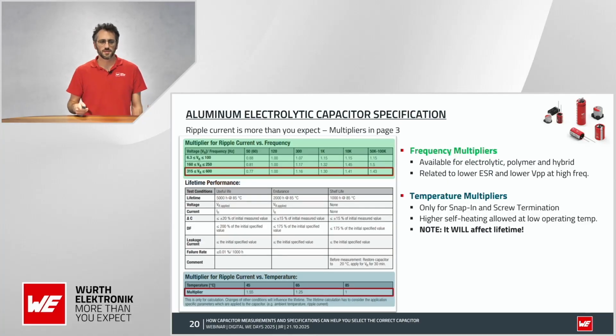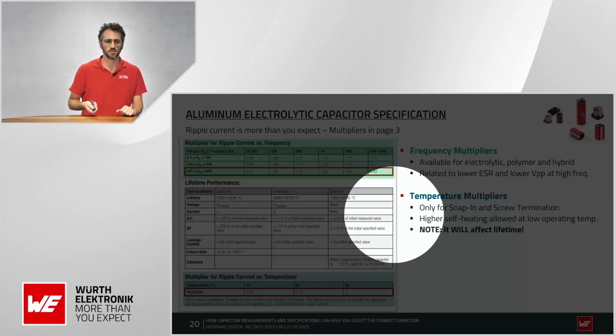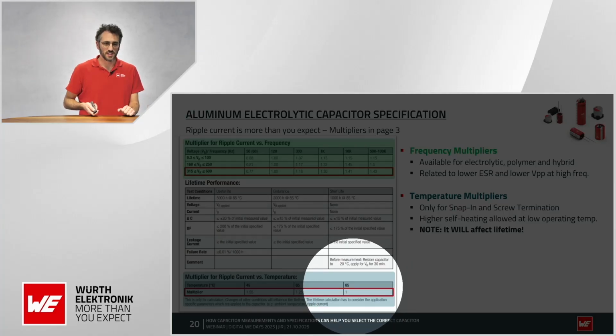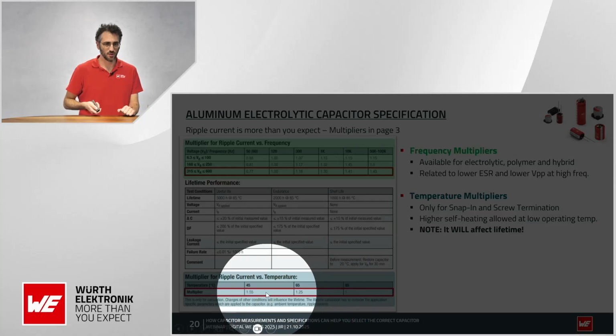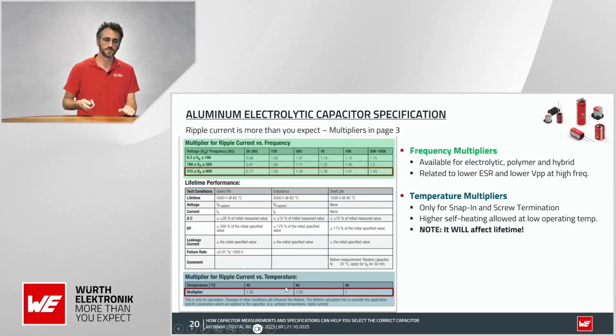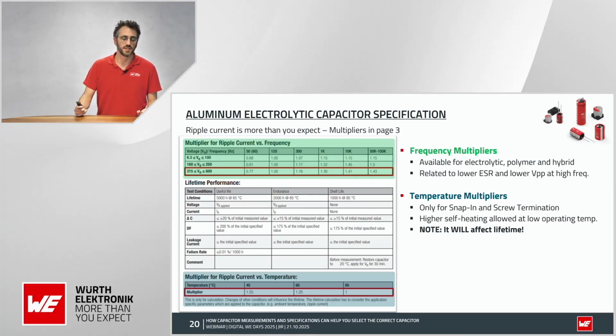Another table that we include sometimes, we include mostly for the bigger sized electrolytic capacitors like snap-ins or screw capacitors. What it means is, yes, at maximum temperature you have the rated ripple current, but at lower temperature you actually can have a higher ripple current. This is because we allow for more self-heating of the component, but you have to consider that this will affect the lifetime because it's heavily dependent on temperature.